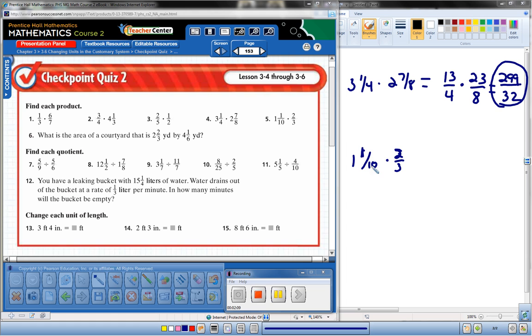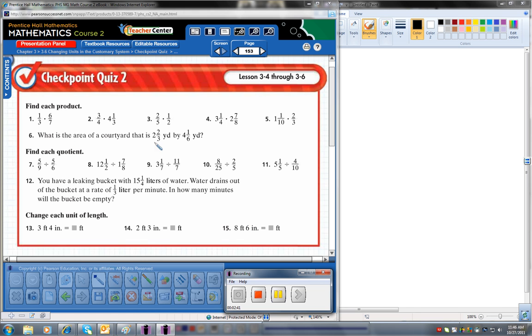Problem number 5, 1 1/10 times 2/3. I'll change this mixed number, which is bad. 10 times 1 is 10, plus 1, 11/10 times 2/3. I see that 10 and 2 can be divided here, and that leaves me with 5 here and 1 there. So in lowest terms, my answer would be 11/15.